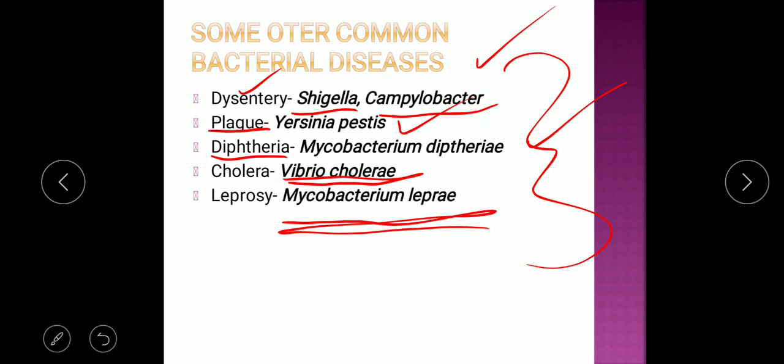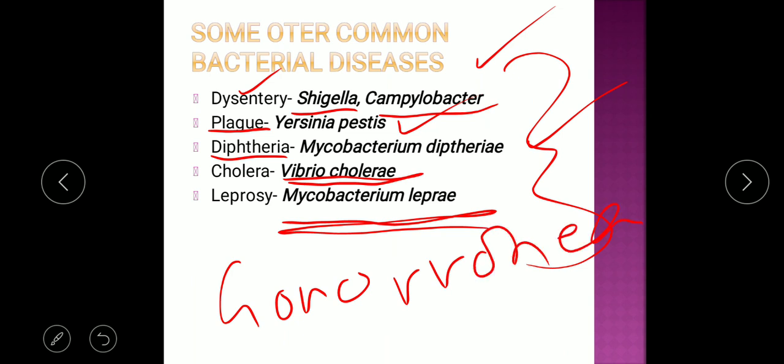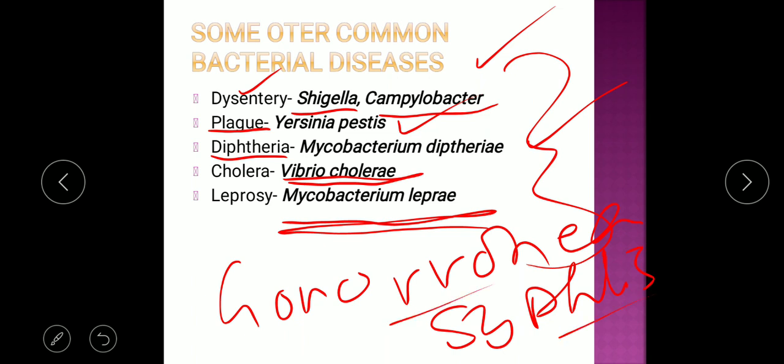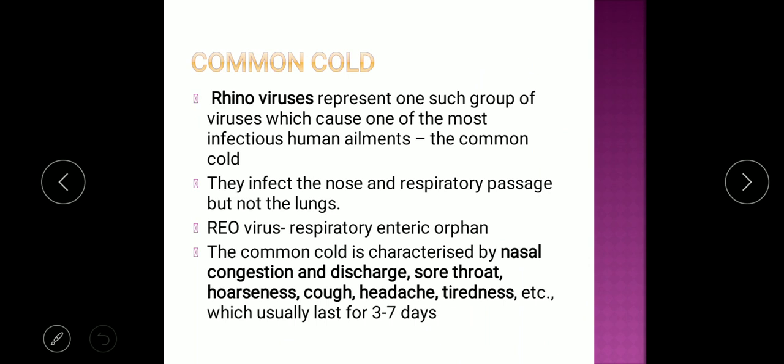So here is a small homework. Gonorrhea you must know, and syphilis. These two you can find on the net: which bacterium is responsible for the diseases gonorrhea and syphilis.